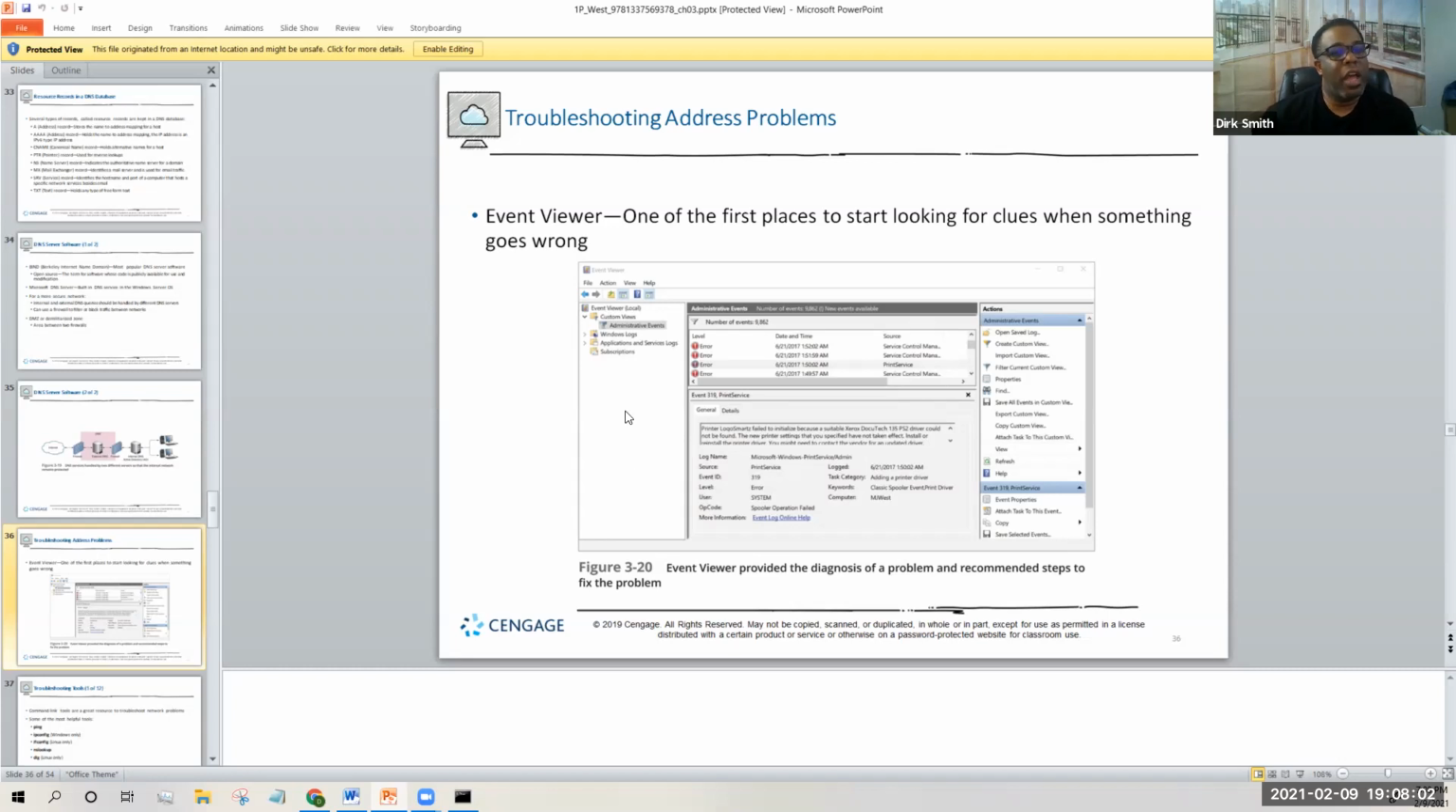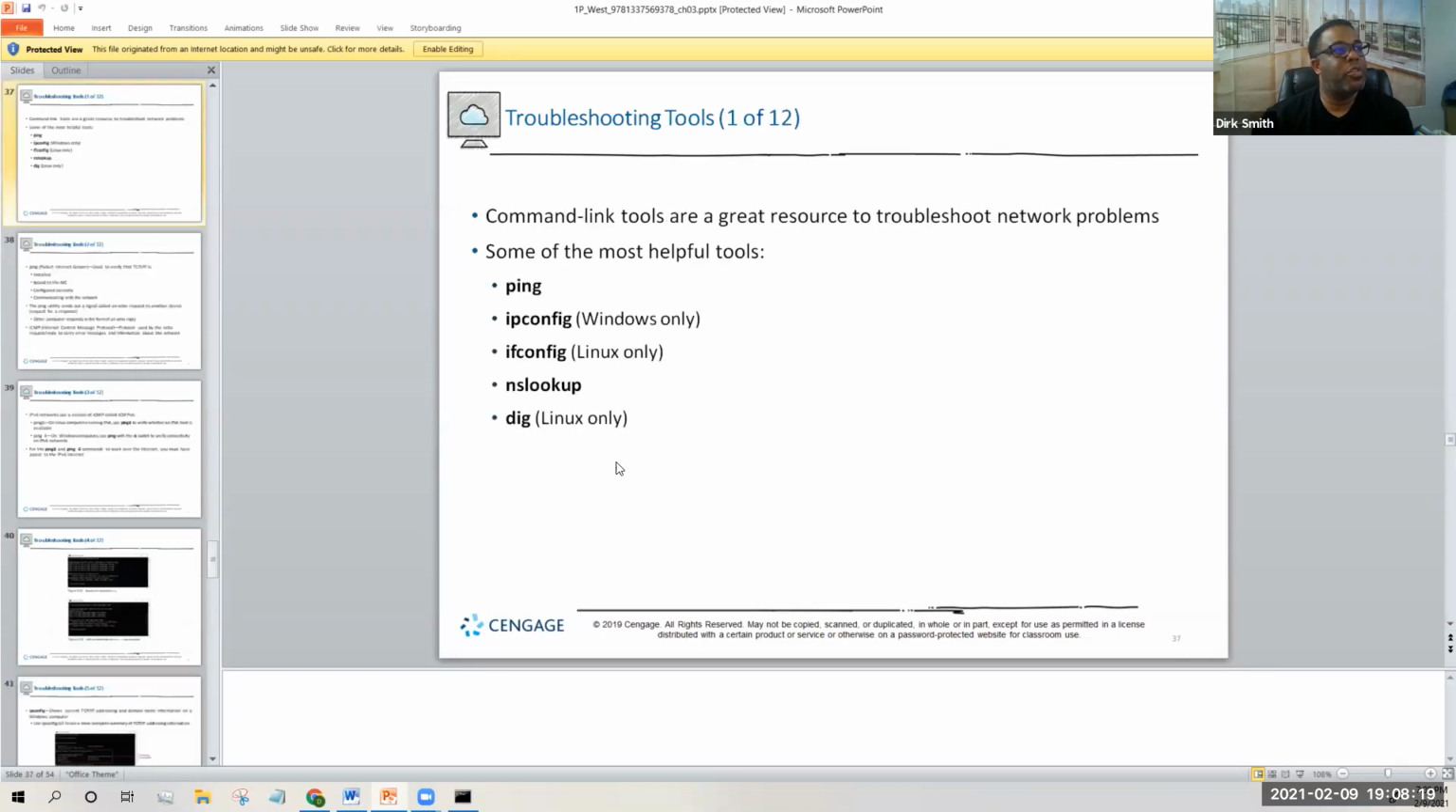Event viewer. Every computer has an event viewer. We've always used them. So use your event viewer. It gives you a lot of information. It helps you understand what was happening at the time and helps you troubleshoot. Some other commands that you should always be familiar with.